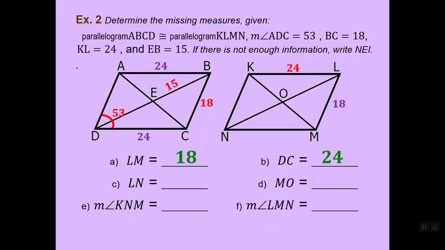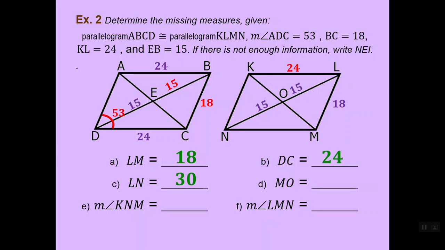LN. LN is a diagonal. So let's look. Do we know what the other diagonal is? Well, you don't, but we know that EB is 15. And since it's a parallelogram, we know that it's bisected by the other diagonal, so that we can say that ED is also 15. Well, if that's the case, since these are congruent, we know that the two halves of the diagonal on the other parallelogram are going to be also 15 and 15. Therefore, the entire diagonal is going to be 30.